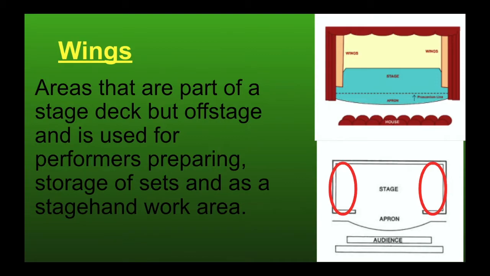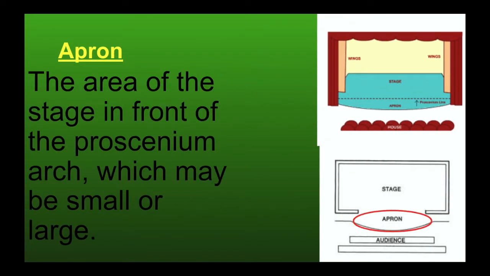So as you can see, the 2 red circles, these would be the wings. You have 2, 1 on each side. And as you look, as the audience, you can see the edge of the curtains usually in the wings, but nothing else. Next, we have the apron.